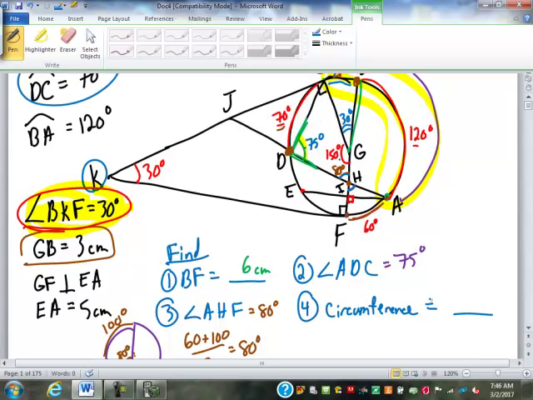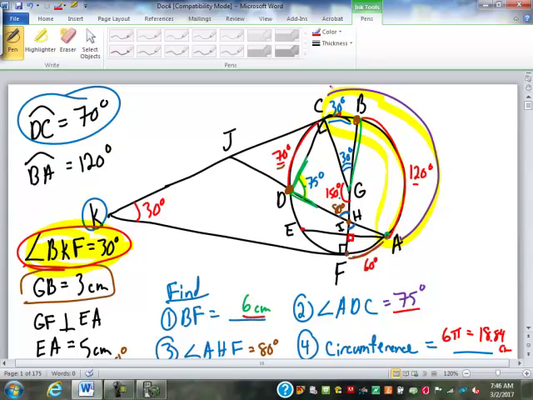The circumference of the circle is an easy one to find. We know the diameter is what? 6, so that's just 6 times pi, which is 18.84. Good. That is centimeters. 75 on ADC, because from here to here is a 150-degree arc, and that is the inscribed angle, so it's half the arc.